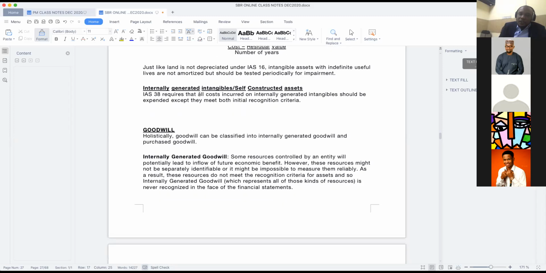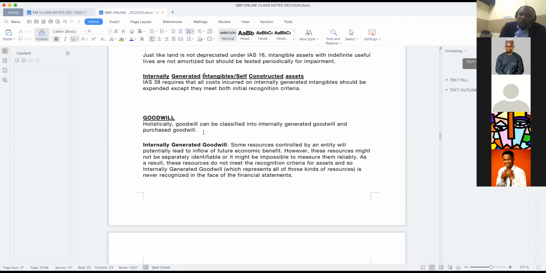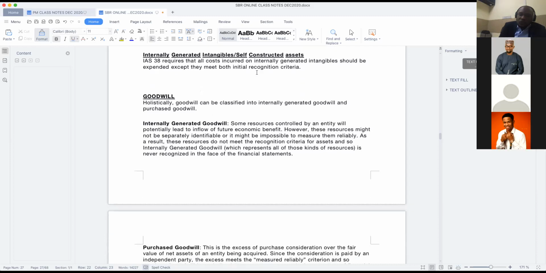Okay. So internally generated, self-constructed assets. So the internally generated intangibles that we talked about, I don't know if we've missed anything. I don't think so though. Self-constructed assets. IAS 38 requires that all costs incurred on internally generated intangibles should be expensed except where they meet both recognition criteria. And that's very, very rare. Most of the internally generated intangibles will be expensed.